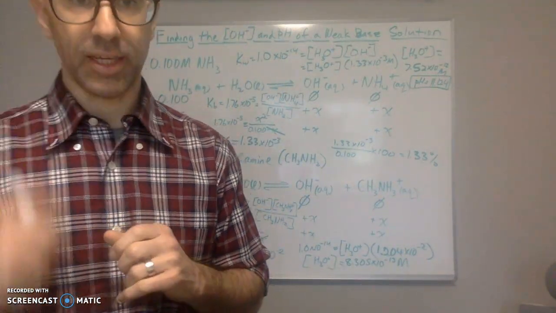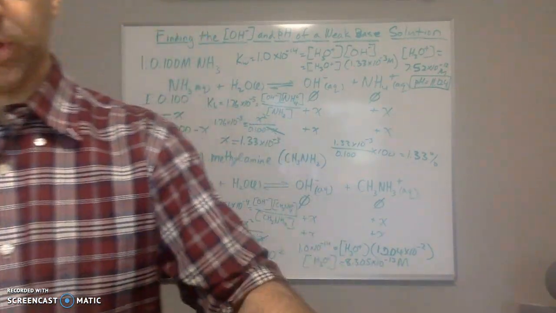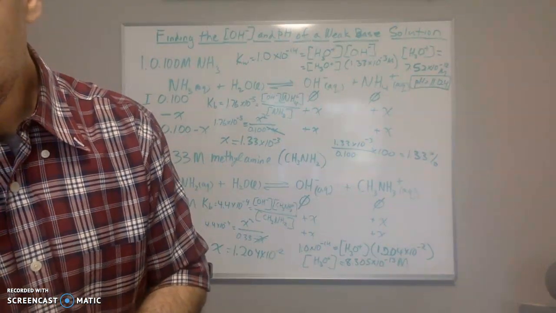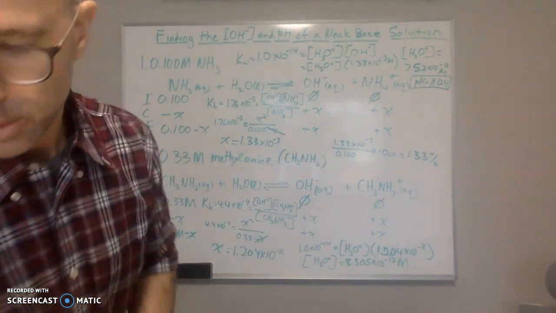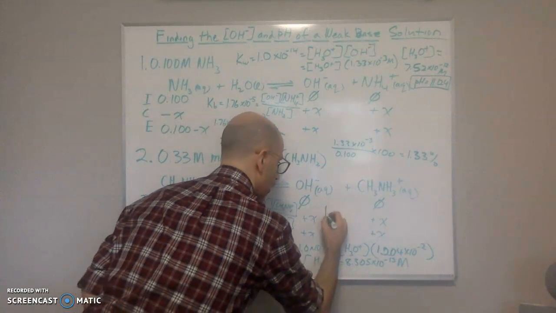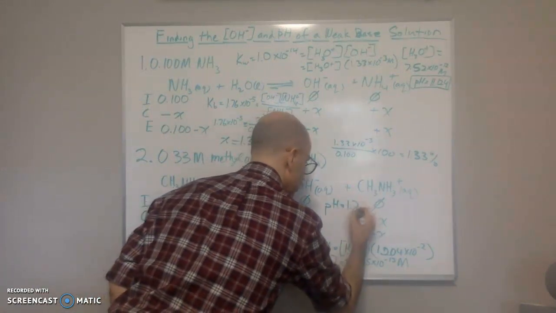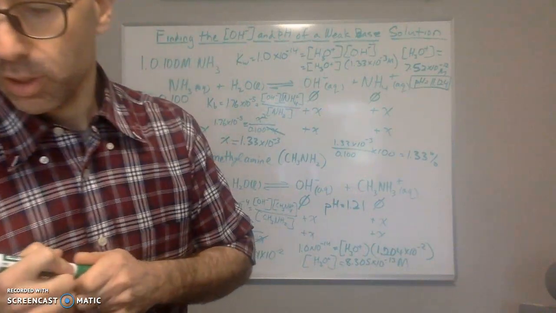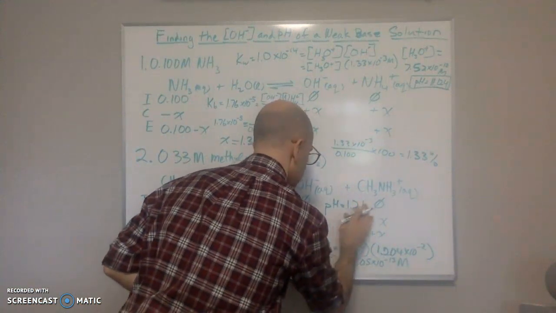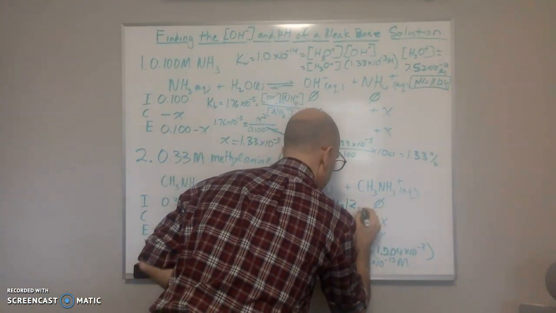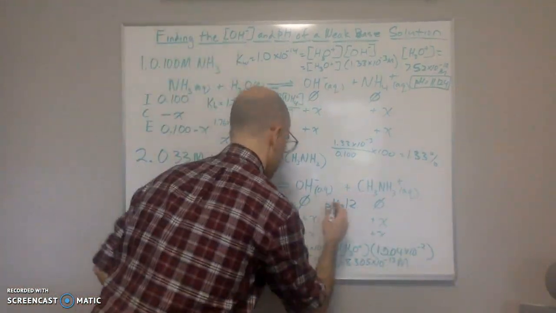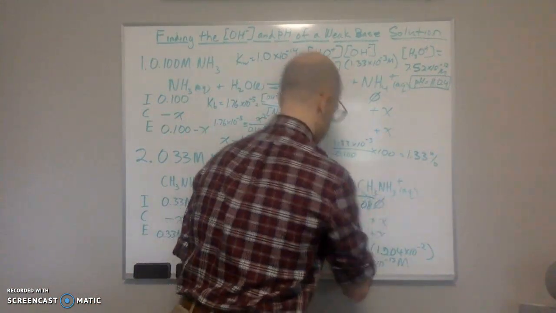And then when we take the negative log of that, we get 12.08. So the pH is equal to 12.08.